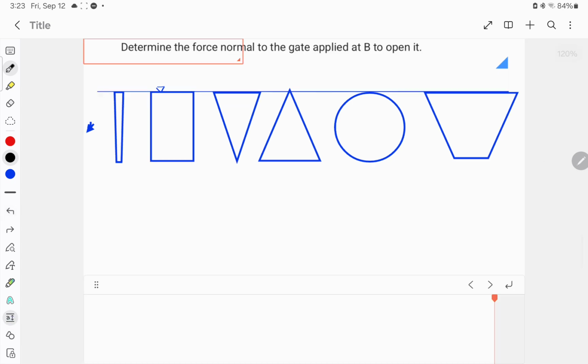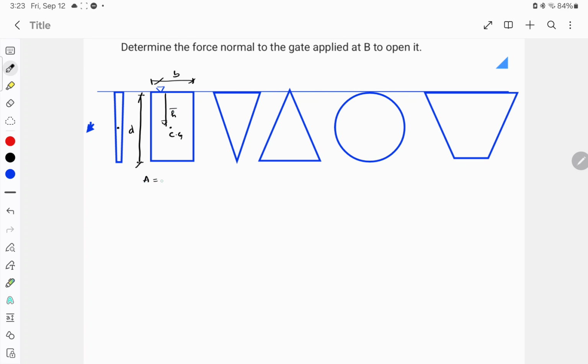So if this distance is b, this distance is d, then some of the things that we need in the formula is the center of gravity distance. So if this is the CG, then this is h bar, right? What will be h bar? The area of this is b into d. What will be the center of gravity distance? It will be d by 2.